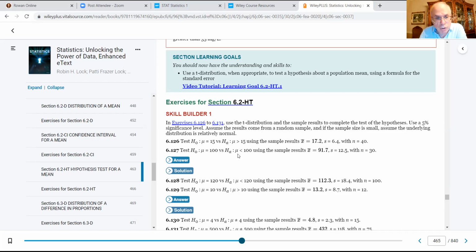So actually, I guess we should do an example of each of these without being a word problem. The null is mu is equal to 100. The alternative is mu is less than 100. We know that's a left tail test. Given X bar is 91.7, sample standard deviation is 12.5, and the sample size is 30. So let's go to our PDF and determine which formula we are going to use for this.